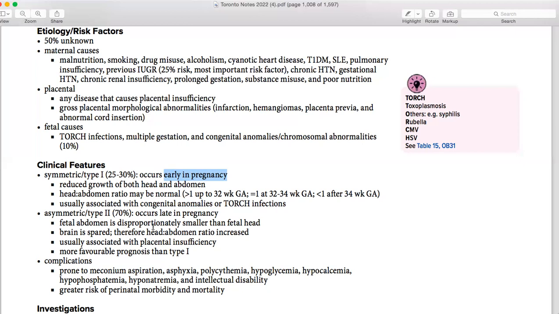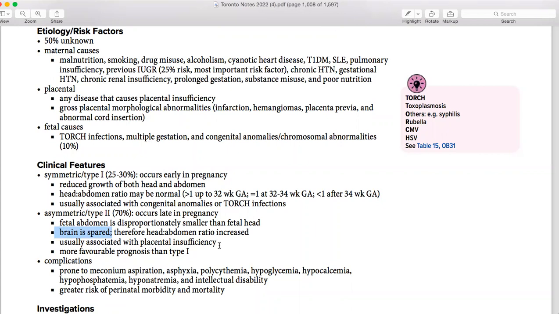So the fetal abdomen is disproportionately smaller than the fetal head, brain is spared. Since the brain is spared, that's why it's safe. Here in symmetrical the brain is not spared, so that's why it is not safe. Do you get my idea? This is important. You know which one is dangerous and which one is not dangerous. Therefore, asymmetrical is associated with placental insufficiency.